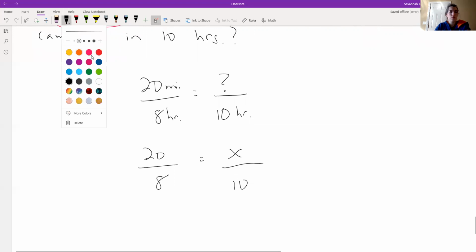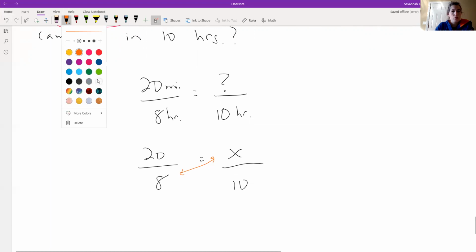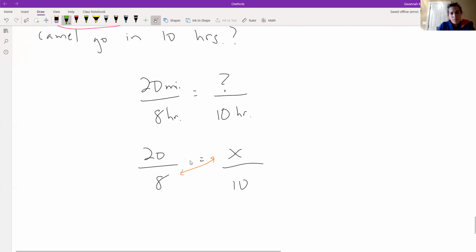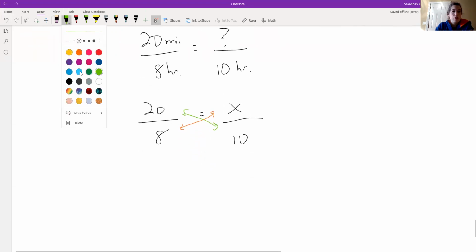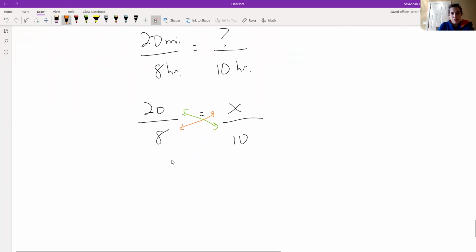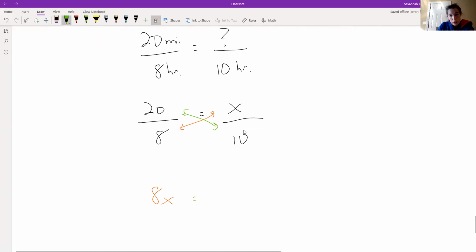I am going to multiply here. I'm going to multiply here. So perform that cross multiplication with the orange. 8 times x, that's 8x. With the 20 times 10, that's 200.